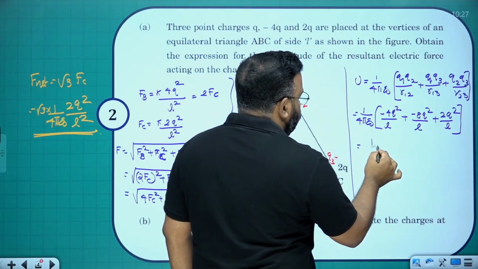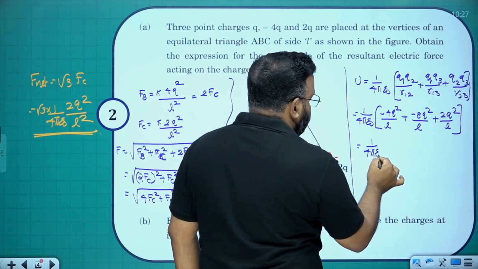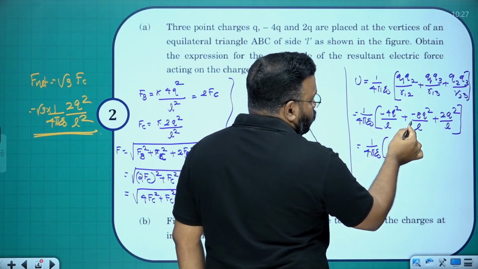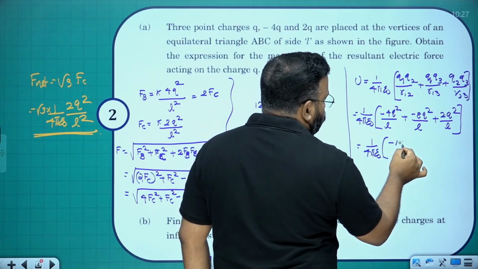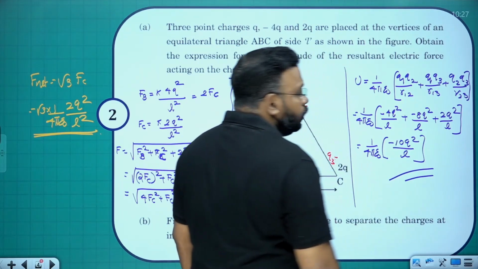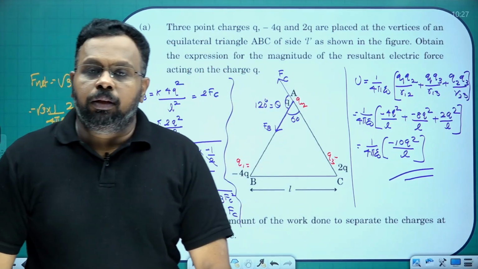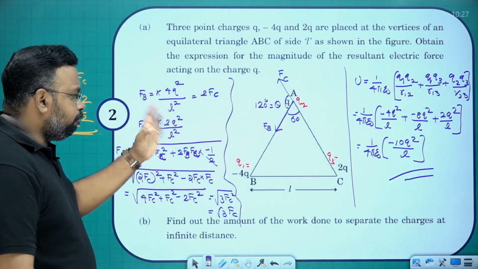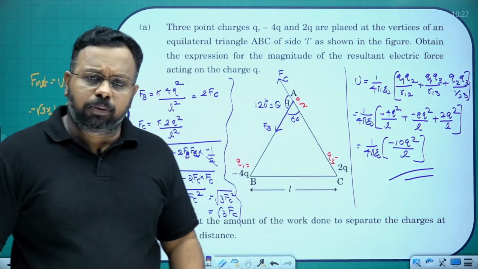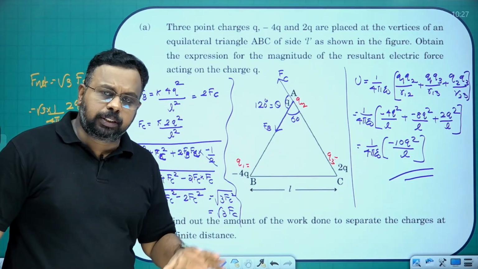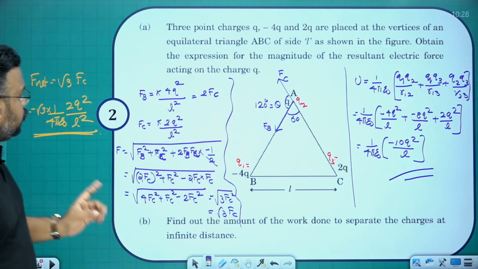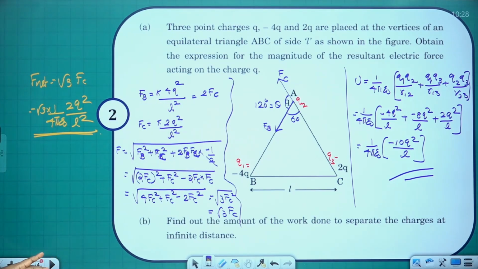So we can add them: 1 by 4 pi epsilon naught into, what will be the result? Minus 4q square plus minus 8q square is minus 12q square, plus 2, minus 10q square by L. That's it. This is the answer. This is the energy required to separate the charges to infinite distance. So the energy required to separate the charges to infinite distance is nothing but the energy of the system. Got it? Yes. I think this is also clear for you.